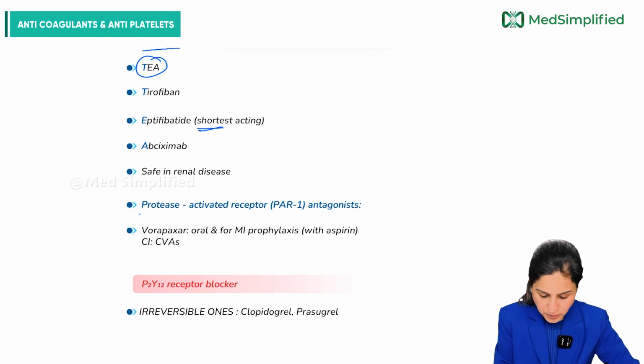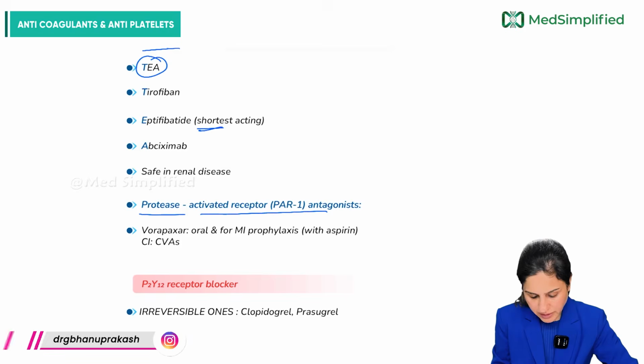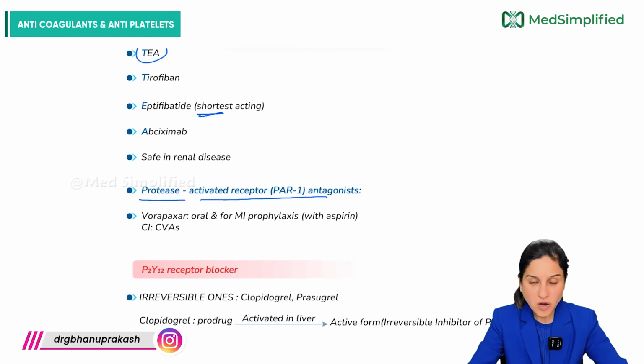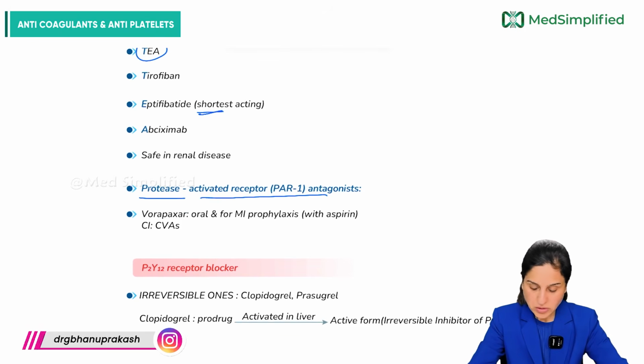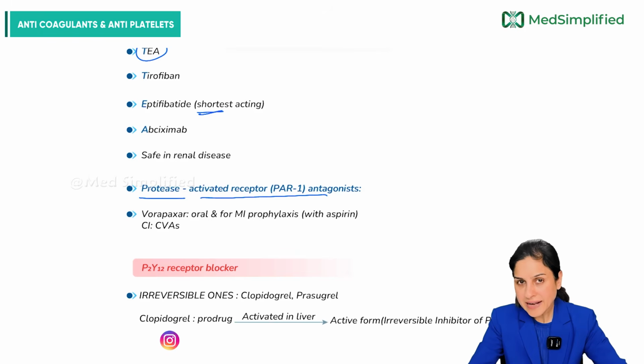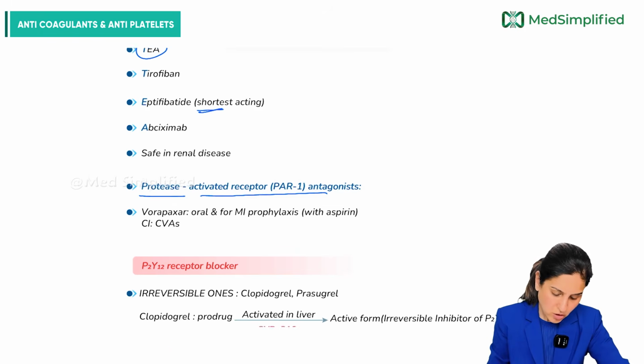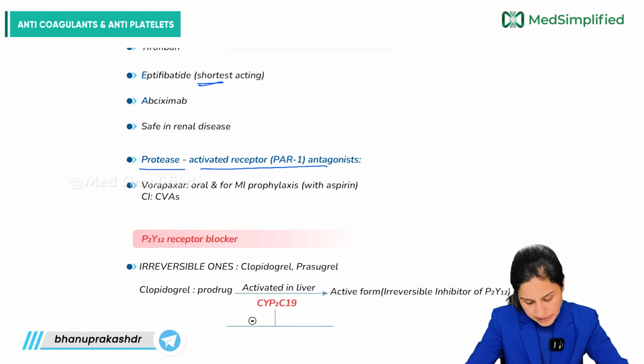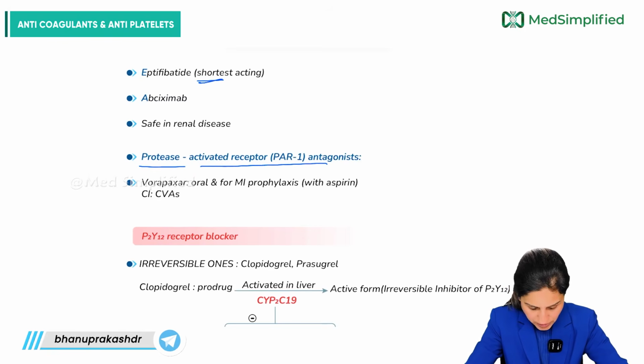Then next we have the protease activated receptor antagonist, that is vorapaxar, and it is given in oral form for MI prophylaxis with aspirin. So aspirin is a mainstay. You can add on other drugs with it, right? It is contraindicated in cerebrovascular attacks, we don't give it, but in myocardial infarction we can give this drug.